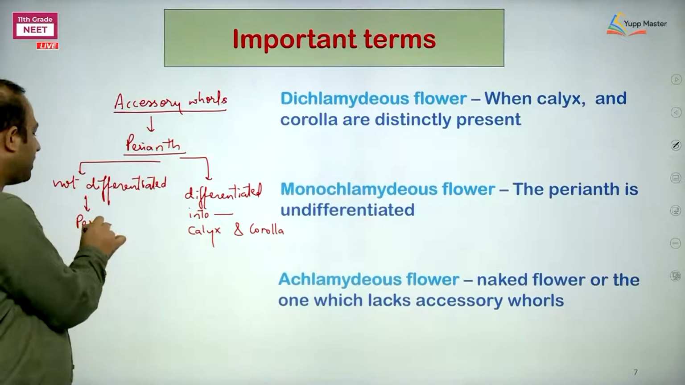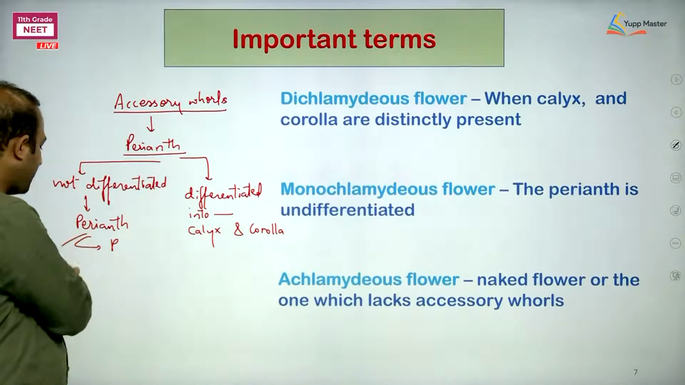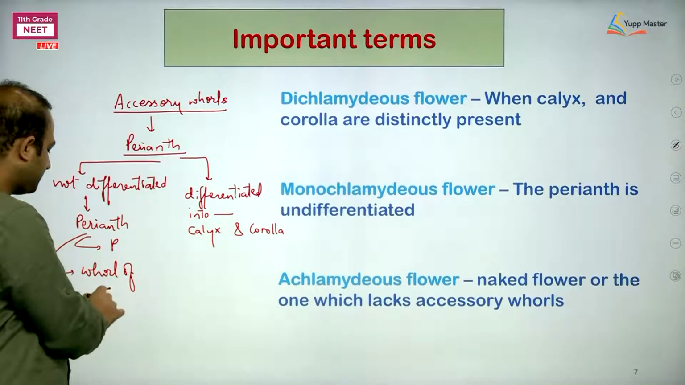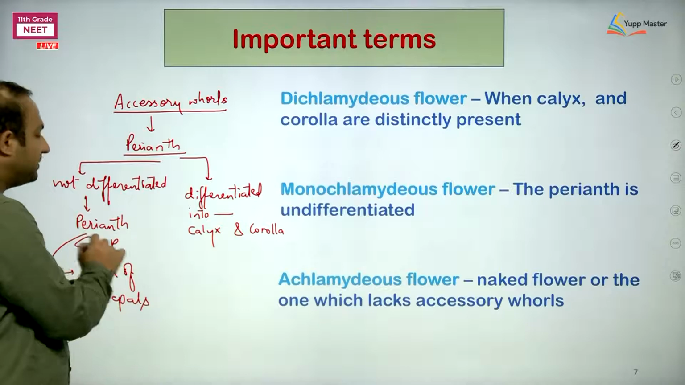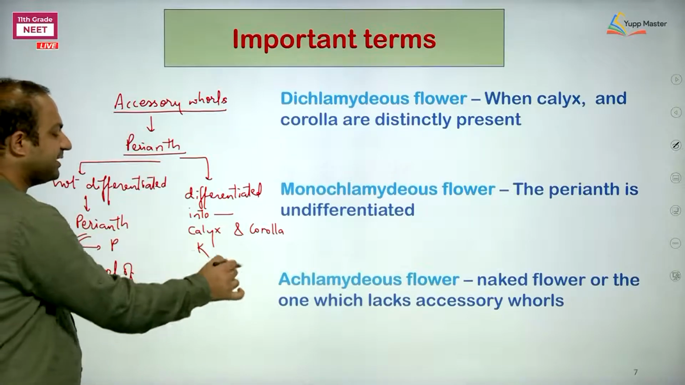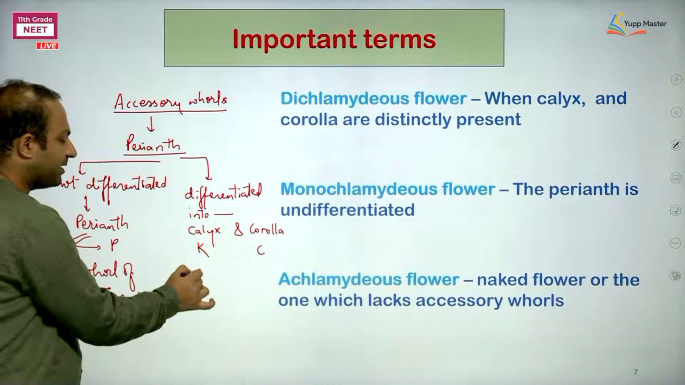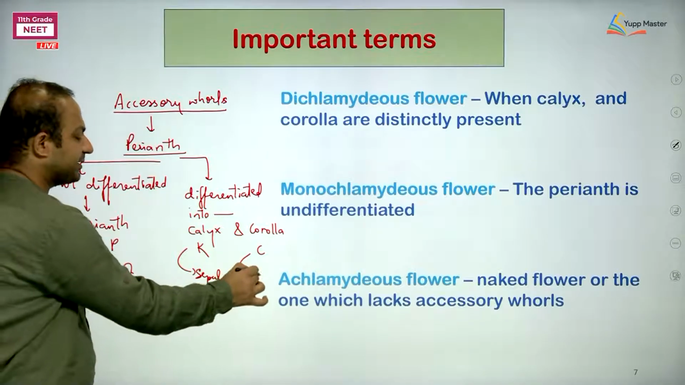We call the perianth P, a whorl of tepals, with individual members called tepals, and the symbol is P. For calyx, the symbol is K. For corolla, the symbol is C. For calyx, the member is called sepals. For corolla, the members are called petals.